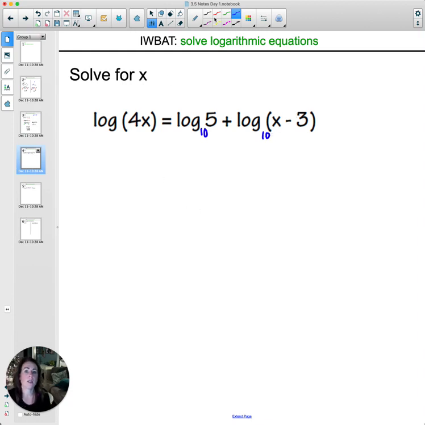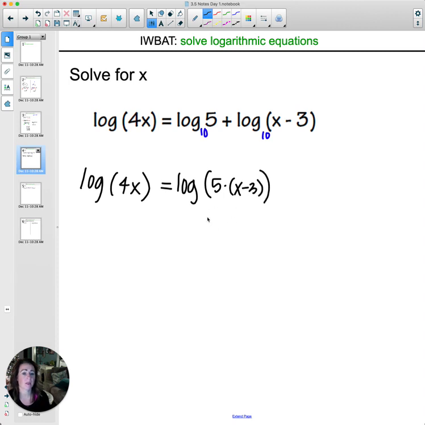So what we want to do is, if we can get a log of the entire side, that's good. So this has log of that whole side, so log of 4x here. Then over here, we can put these together by putting the insides multiplied by each other, right? Because we've got this plus here. So 5 times the x minus 3 on the inside there. And feel free to simplify that.